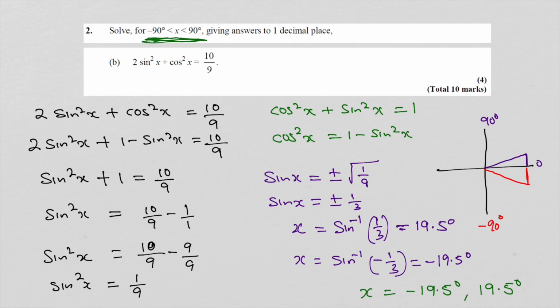Just to say, when you're square rooting 1/9, it's basically obviously plus or minus, because when you do a square root, you always do plus or minus. You have root of 1 over root of 9. That's what that meant. Root of 1 equals 1, and root of 9 is 3. So that's why it's plus or minus 1/3.